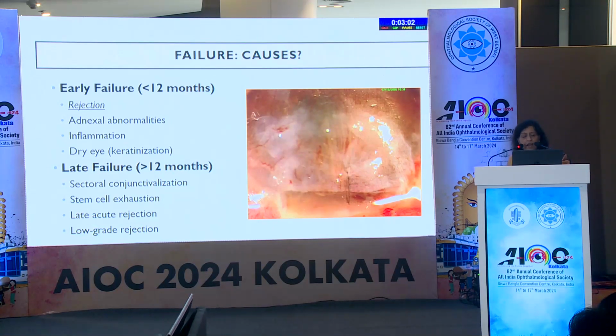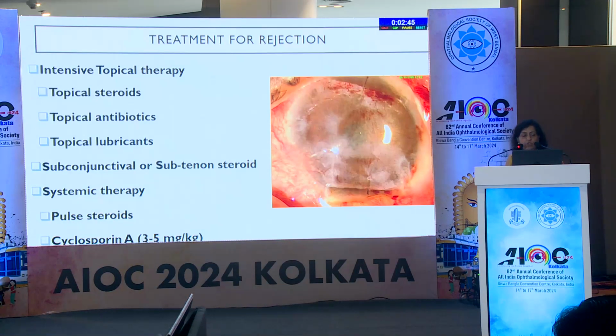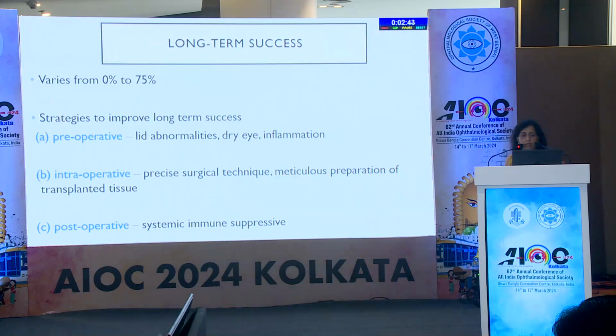And then, of course, when you have failures, you can look at causes. It could be inflammation, it could be secondary infection, or it could be a rejection. If you have an acute rejection, this is only with allografts, then you can have instant pain, redness, photophobia, and then you'll have edema of the lenticules, and of course epithelial defects. It is treated with topical steroids and sometimes even systemic steroids. So now what about the long-term success?